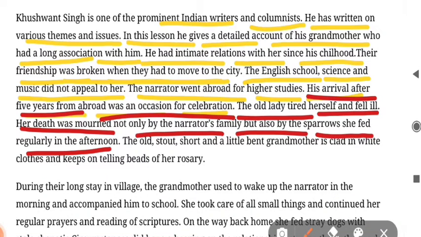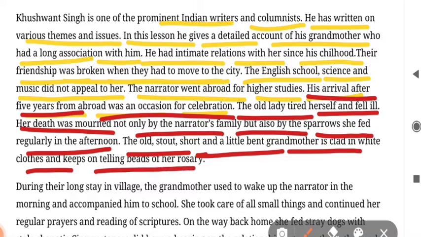So his death period was near. Everybody observed, even the narrator's family also observed, that her death was near. But not only the human beings, but also the sparrows, the little creatures whom she fed every afternoon, right? The old, short and little bent grandmother is clad in white clothes and keeps telling the beads of her rosary.